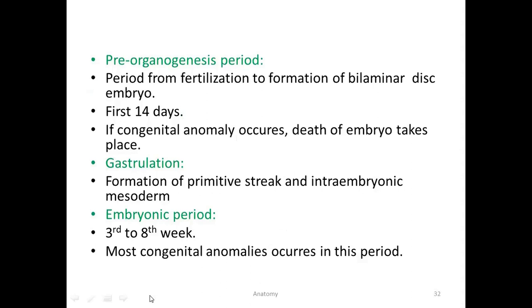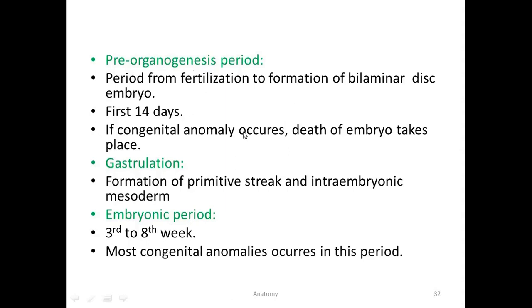Coming to other terminologies in the further stages of embryo development, one is called the pre-organogenesis period. It is the period from fertilization to the formation of the bilaminar disc, when the ectoderm and endoderm are in the form of two layers, the bilaminar embryo. That period, mostly the first 14 days, is called pre-organogenesis. Organogenesis means the time when organs get formed, but the period before the formation of organs we call pre-organogenesis.